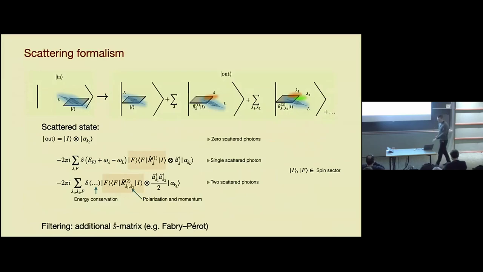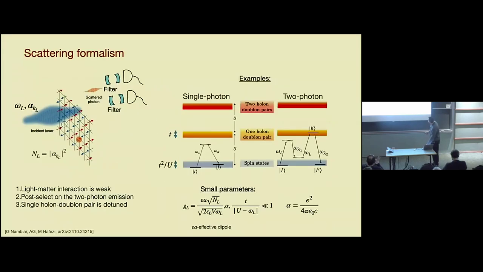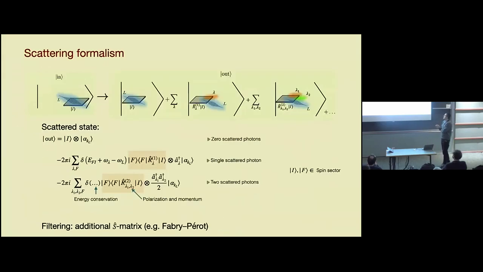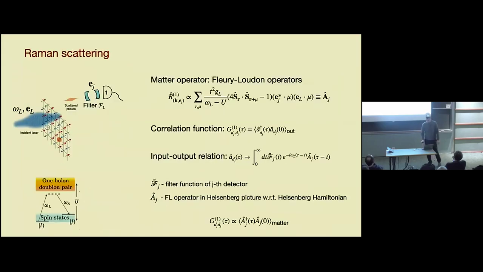So, an important property under all of these conditions: the state after the scattering necessarily returns to the spin sector, and that allows us to write the final result in a closed form. As expected, it contains amplitudes where 0, 1, or 2 photons were scattered, and it's also shown in this schematic figure. And the corresponding action on the matter in this process of scattering is parameterized by R1 and R2 operators that I'm going to discuss in the following. Also, in principle, if one is interested in additional filtering in the system, one can multiply this scattering state by an additional scattering matrix corresponding to Fabry-Perot resonators.